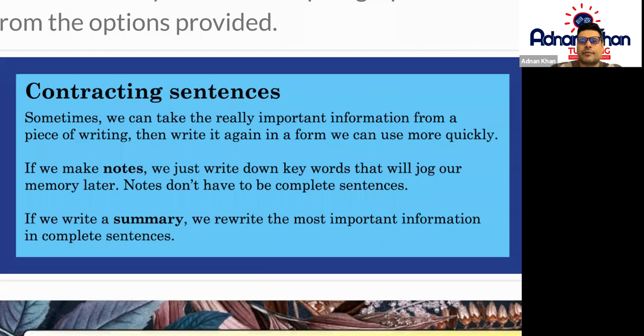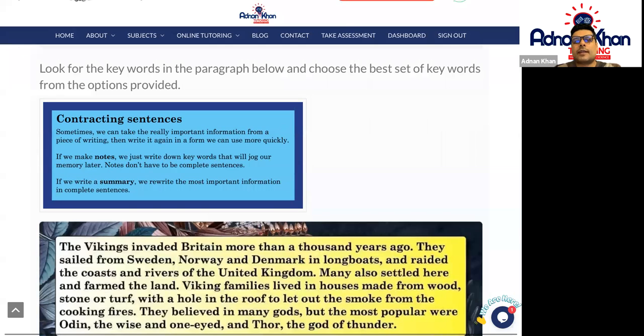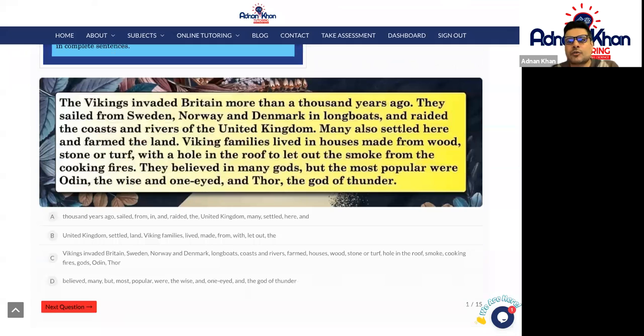Let's have a look at our first question that we have here. So it says, look for the keywords in the paragraph below and choose the best set of keywords from the options that are provided to you. So you have this particular extract here. And once you've read this particular extract, then you can decide which are the keywords.